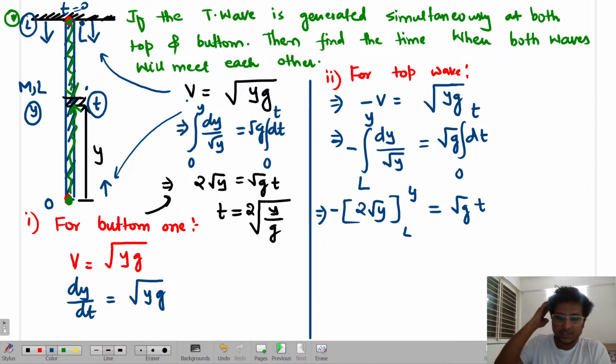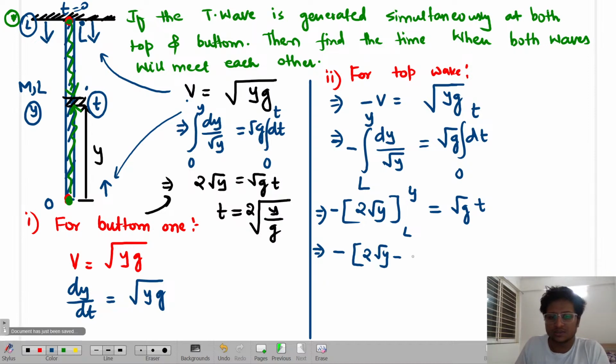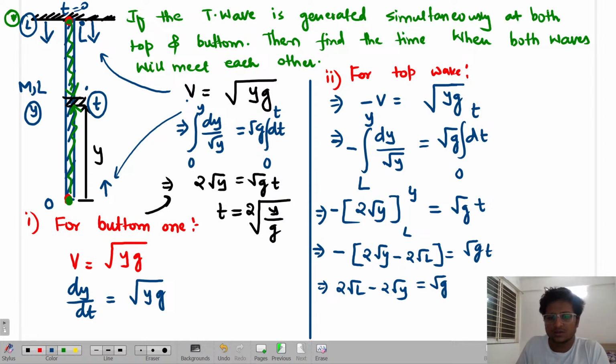अरे मेरी बात समझ में आ रही है? Okay, now you replace the variables, you will see that it is minus 2 root under y minus 2 root under L is equal to root gt, है ना? माइनस को इसमें कन्वर्ट कर दो, 2 root L minus 2 root y, है ना, is equal to root under gt. ध्यान से देखो, 2 root under y is equal to gt.